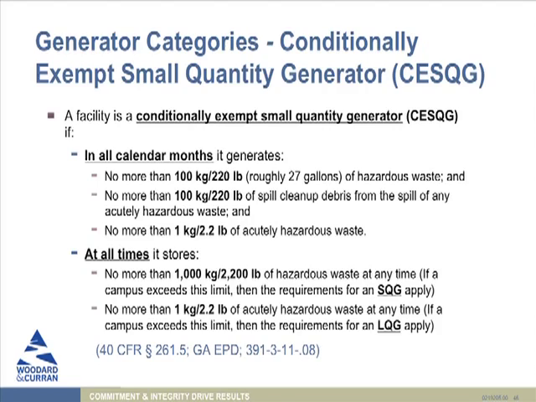So for both conditionally exempt and small quantity generators, you want to try, within reason, to stay below those threshold limits, because as you'll see, the regulatory burdens keep going up. The higher the status, from conditionally exempt to small to large, the more the regulations impose greater responsibilities and requirements on you. So at the end of the day, there may be nothing you can do, but where the campus has control, you want to try to stay below those thresholds if you can.